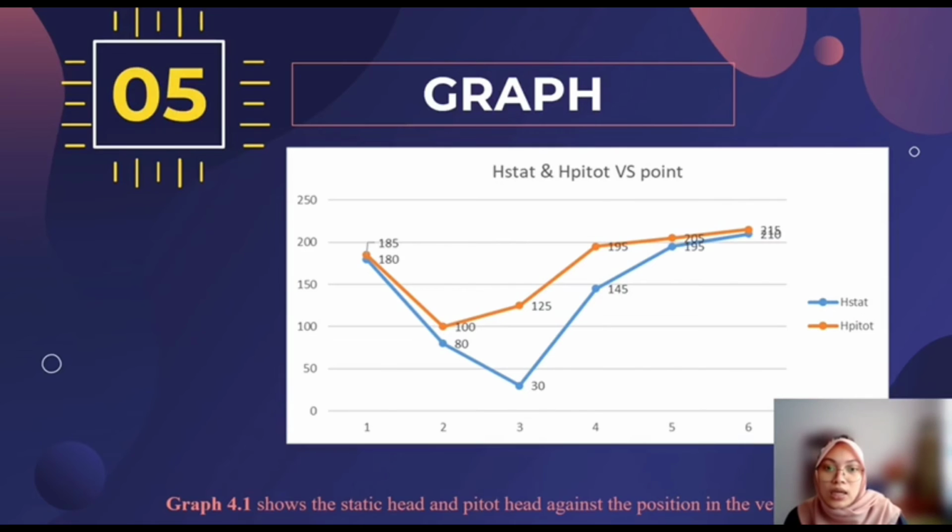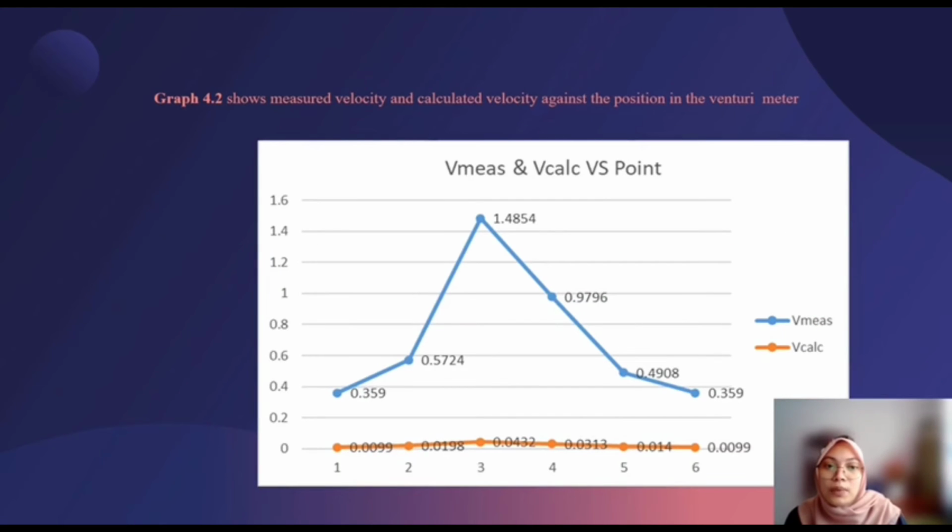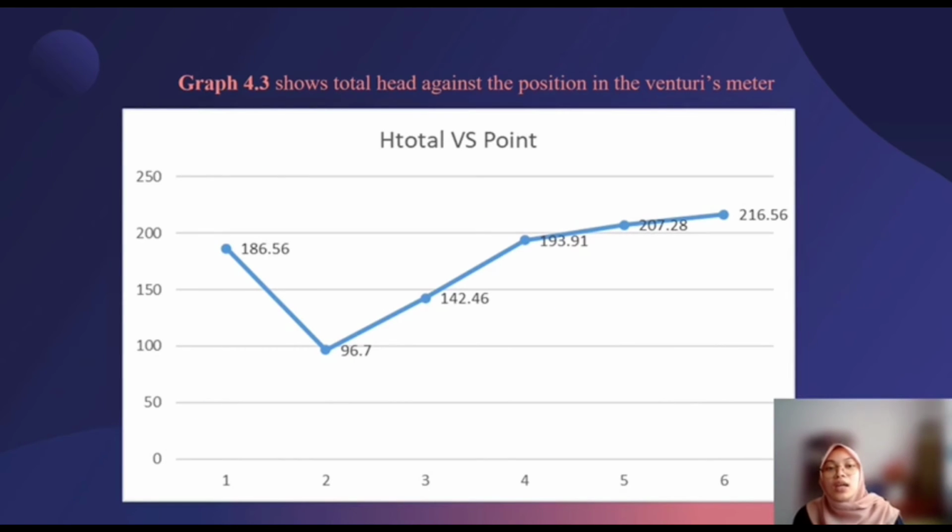The second graph shows measured velocity and calculated velocity against the position in the venturi meter. The blue one we can see here is for measured velocity, and the orange is for the calculated velocity. From the graph, we can see that the pattern of the graph is different. The last graph is total head against the position in the venturi meter.